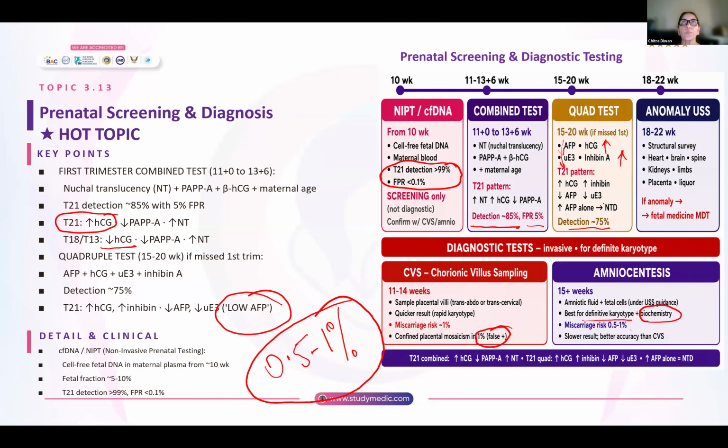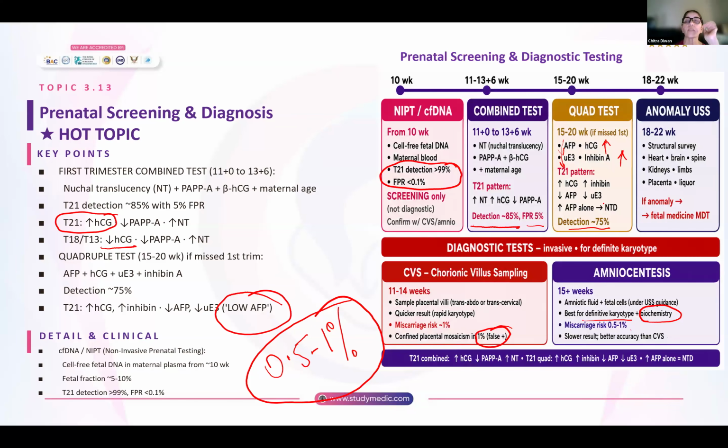If the quadruple test is also missed, then you will do an anomaly scan. At 18 to 22 weeks in the anomaly scan, you will have a structural survey. You will have a look at the heart, brain, spine, kidneys, limbs, and placenta and liquor. Some soft tissue markers are seen in Down's: hypotonia, hypertelorism, or an adducted thumb, and sometimes duodenal atresia or cystic hygroma. All these are seen in Down's.